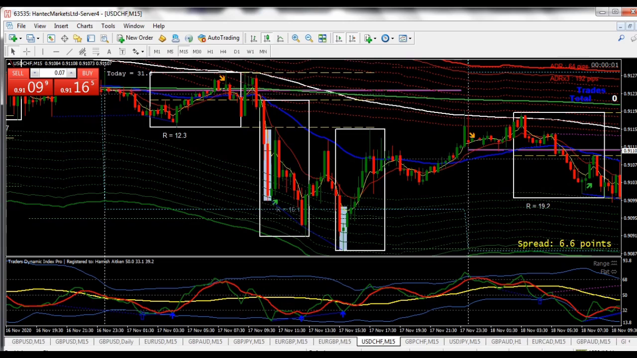But the indicators for this MT4, I don't really know if I can actually give them to you. I don't really know the settings. It's kind of hectic.